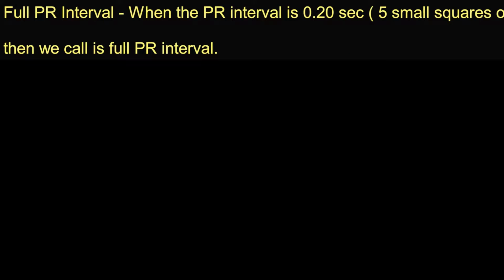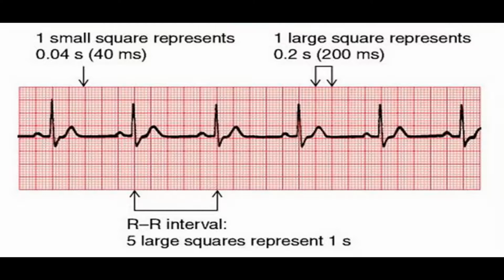Then there is a term called full PR interval. This is when the PR interval is 0.20 seconds in duration, that is 5 small squares in duration. Then we call it a full PR interval. Like in this ECG you are seeing, the total duration of the PR interval is 5 small squares. Then we come to the QRS duration.